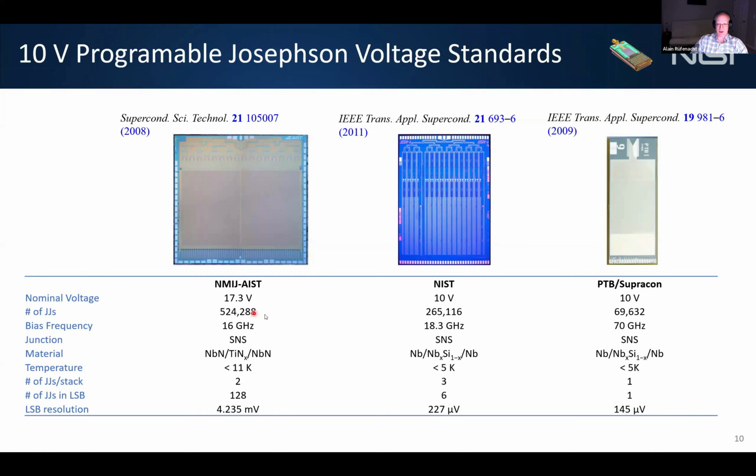To have this high density of junctions, one way to increase it is not just to make meanders across the device, but also to stack them vertically. That's what PTB did with a double stack to basically double the voltage here. I didn't mention it, but it can go to 20 volts. NIST uses 3 stacks to reach 10 volts, and NMIJ uses 2 stacks here. Finally, each device has slightly different properties, including the resolution you can reach. The minimum voltage you can reach is relatively small, but not infinitesimally small. Eventually, if you go to low voltage, you'll be limited by an increment of about 145 microvolts for PTB or 227 microvolts.